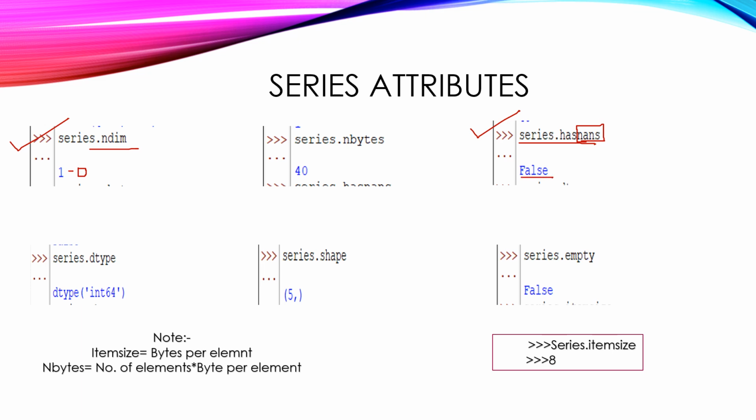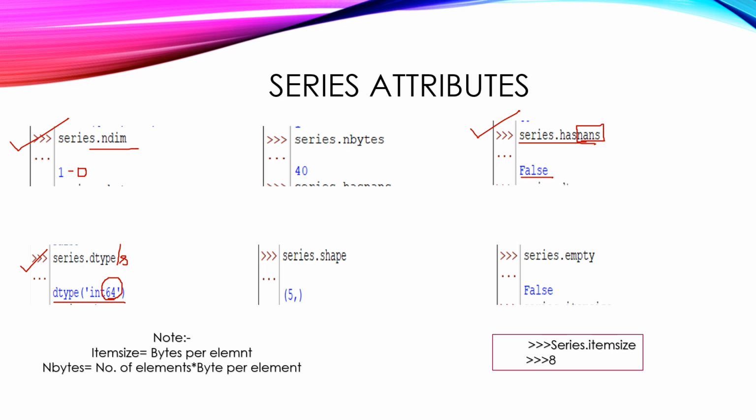Another series attribute is series.dtype, or we can use series.dtypes. It returns the dtype of the series. As series are primarily homogeneous, the dtype of the whole series is denoted here. The series has the dtype int64. Everything in series is denoted with 64 in their dtype.